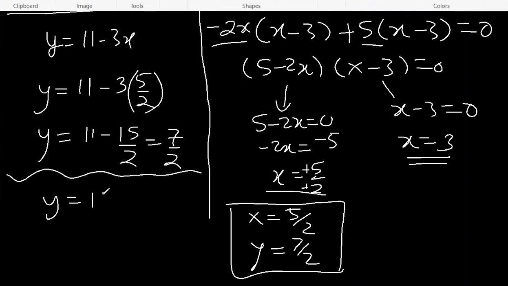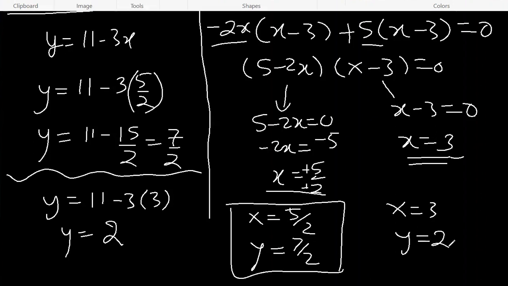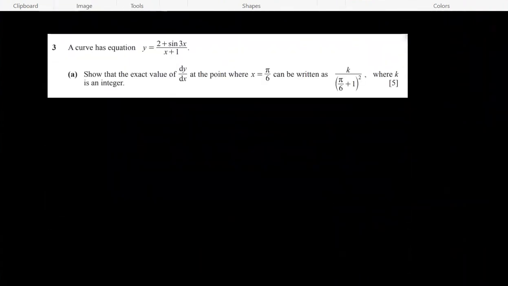y equal to 11 minus 3 times, what was the value of x? 3. So y equal to 11 minus 9, which is 2. Second answer, x equal to 3, y equal to 2. Let's move on to the next one.